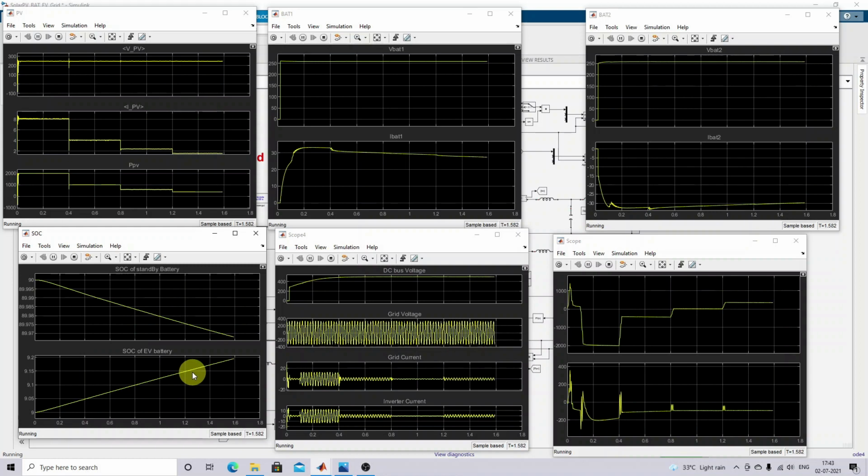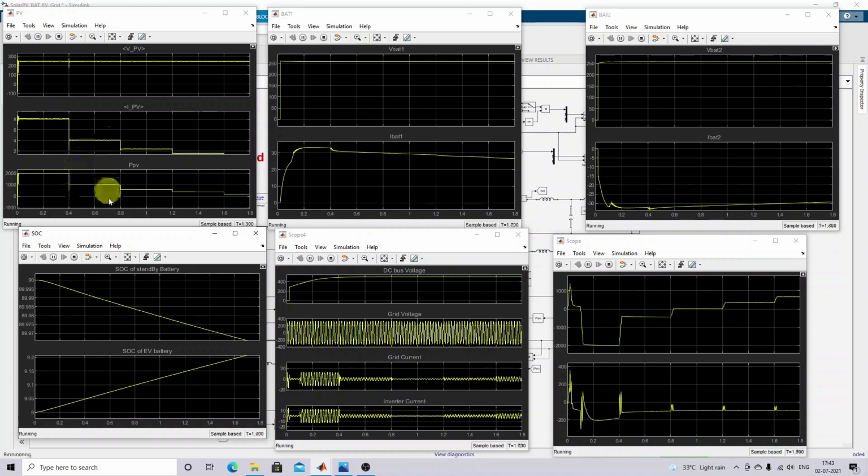Next you have to check the process. Once again the PV power comes to some low value. So because of that, what happened? The grid comes to supply some amount of power according to the PV power reduction, right? Still the stationary battery is discharging and the EV battery is in charging mode condition, right?